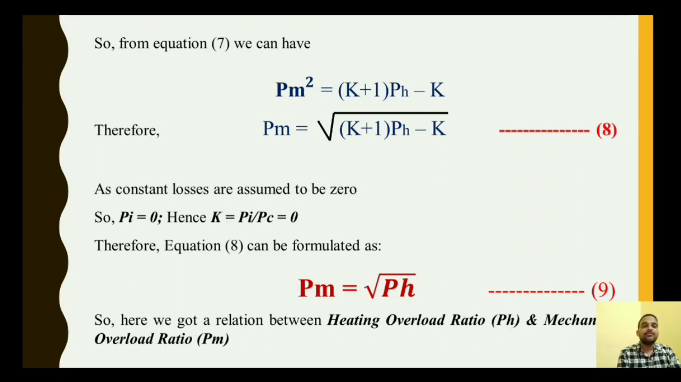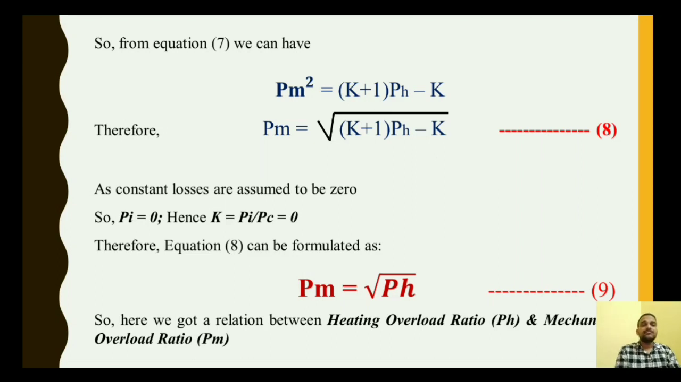So the equation can be formulated as, only Pm remains on the left hand side and equals the overall term, that is (k equals 0 plus 1) into Ph, which is nothing but Ph, and again minus k, that is equal to 0. So we got only Pm equals under root of Ph. This is equation number 9. So here we got a relation between the mechanical overload ratio and heating overload ratio. Whatever the mechanical overload ratio is, it equals the under root of Ph, the heating overload ratio.